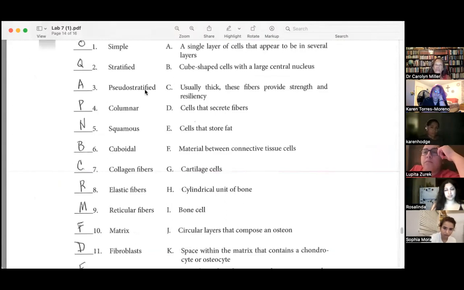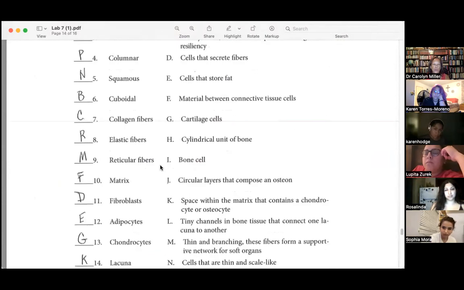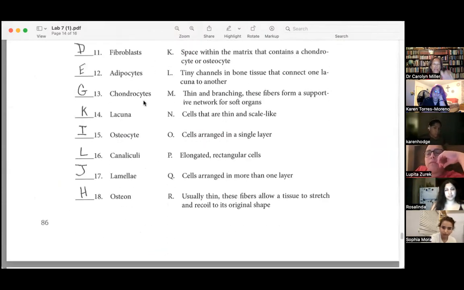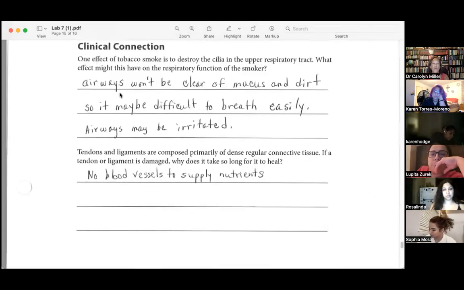Remember, pseudostratified is not really stratified. It appears to be several layers. So look at these. We'll go through them tomorrow. Adipocytes, adipose; chondrocytes for hypochondriac region, chondrocytes or cartilage. We'll go through these tomorrow.